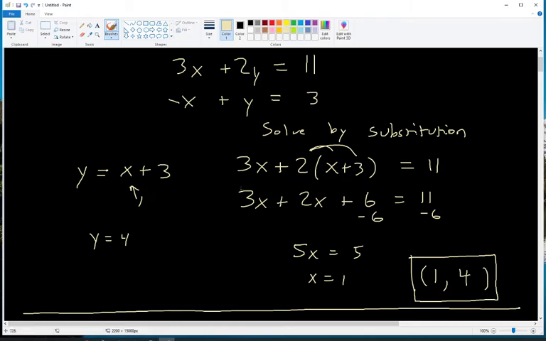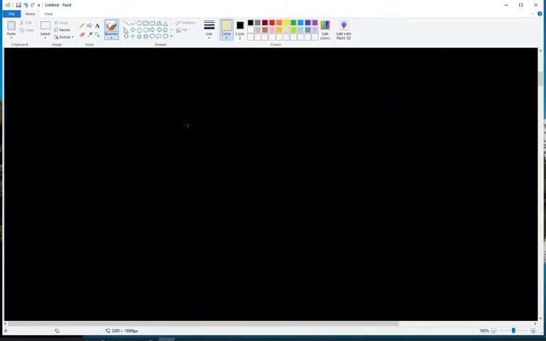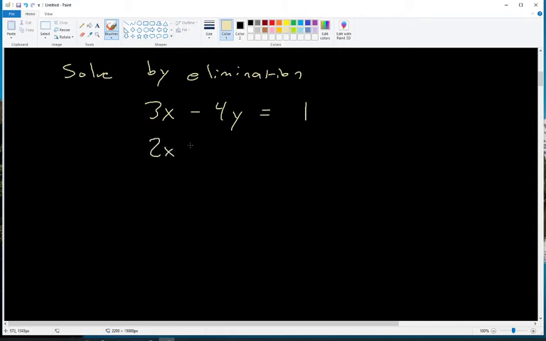Next, we're going to look at using elimination to solve a system. So we want to solve by elimination. So we got 3x minus 4y equals 1, and 2x plus 3y equals 12.